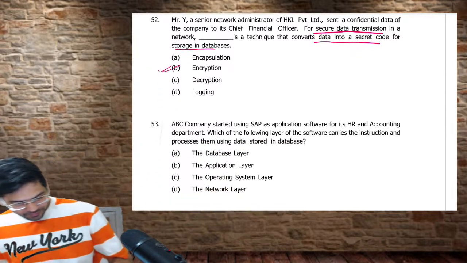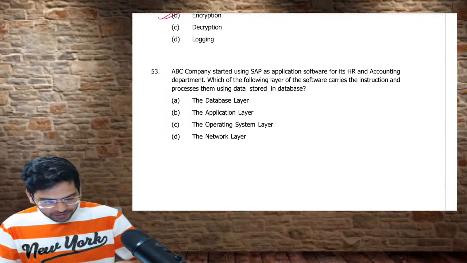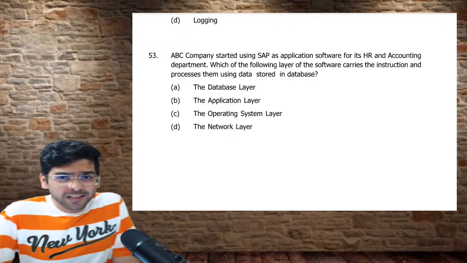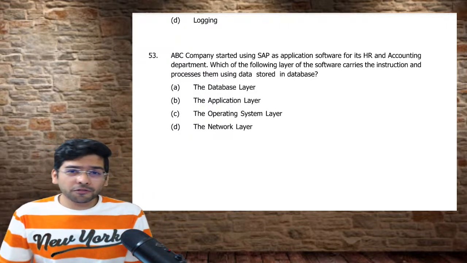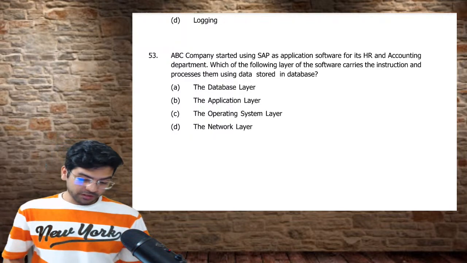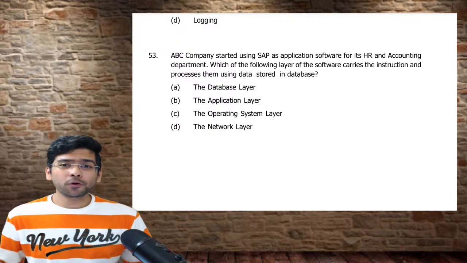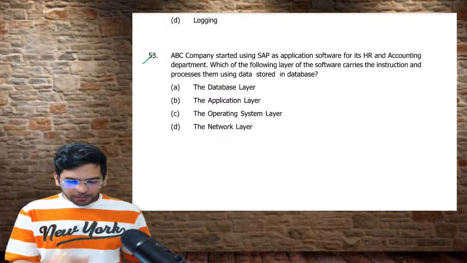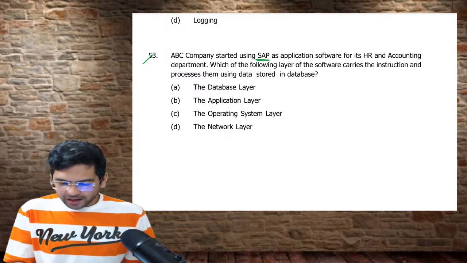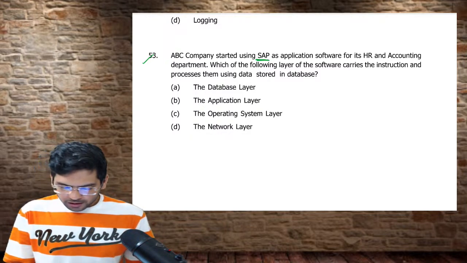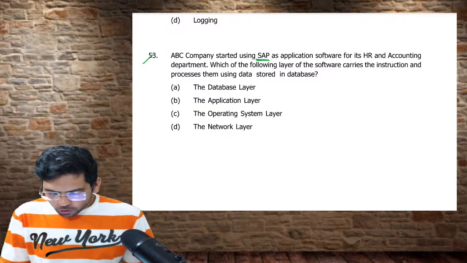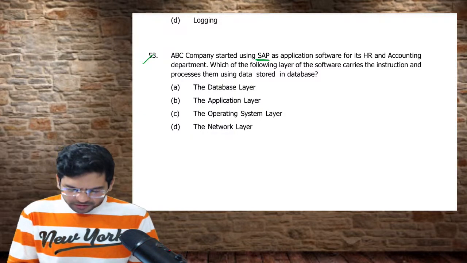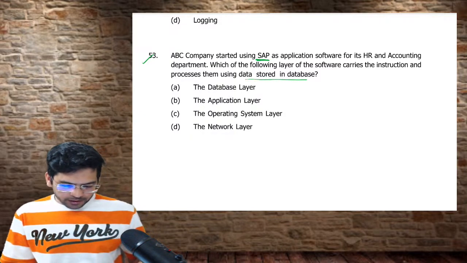Okay, last question with respect to chapter number 3. I think we don't have many questions on chapter number 3 in the ICAI MCQ booklet, but I saw in chapter 4 and 5 we have a good number of questions. So maybe in the next session we are going to cover chapters 4 and 5. Now, ABC company started using SAP as an application software for its HR and accounting department. Which of the following layers of software carries the instruction and processes them using data stored in the database?